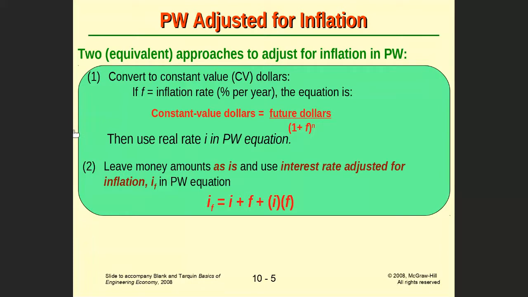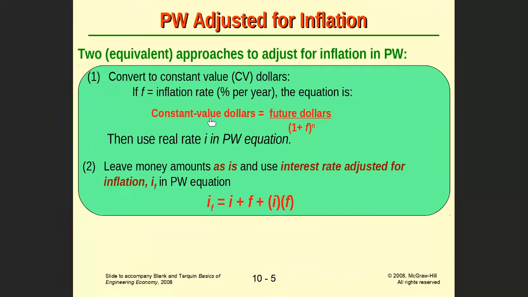You have to change the value first. In the first method, you have to change the value to the constant value using the future dollars divided by 1 plus the inflation rate to the power n. And then you can use the constant value of money or the CV value with the given interest rate.